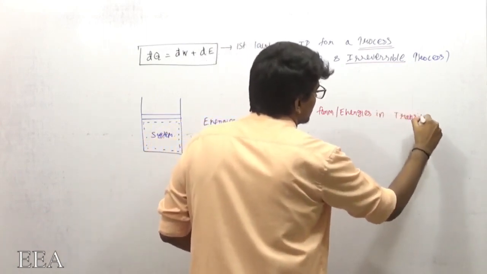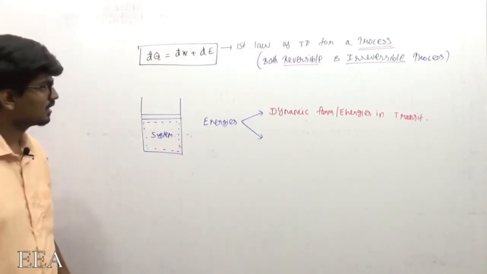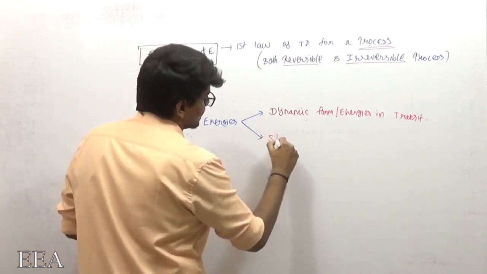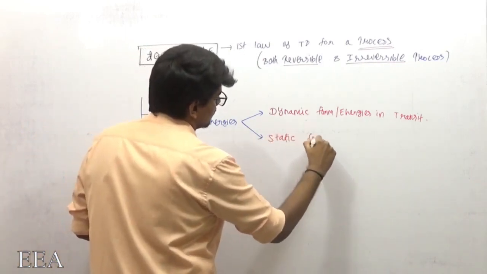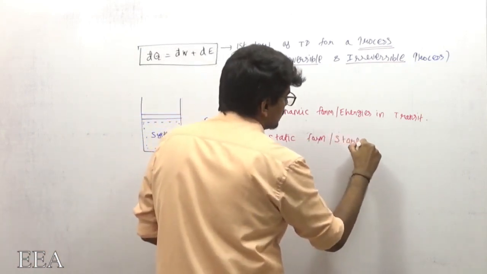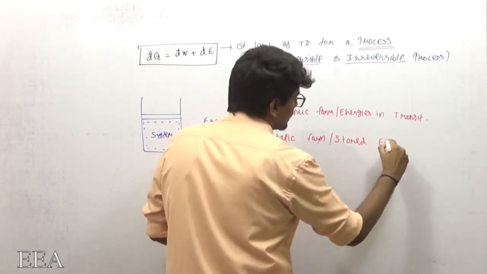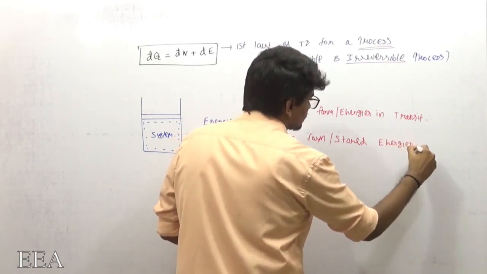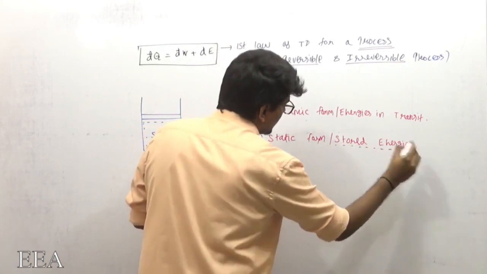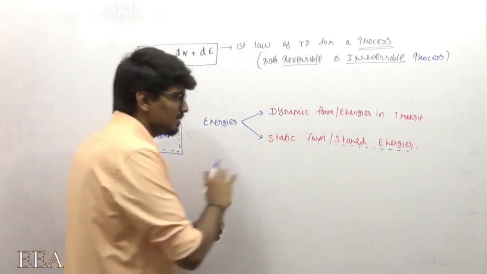The most popular word was energies in transit, and obviously we know that dynamics means motion. Another form of energy is the static form, which is nothing but stored form of energy, stored energies. Regarding this stored or static form of energy, I will be discussing in detail, but I will be just giving you a glimpse.